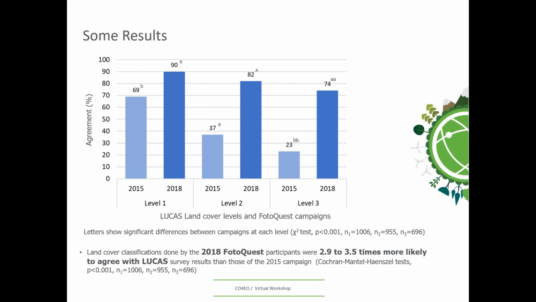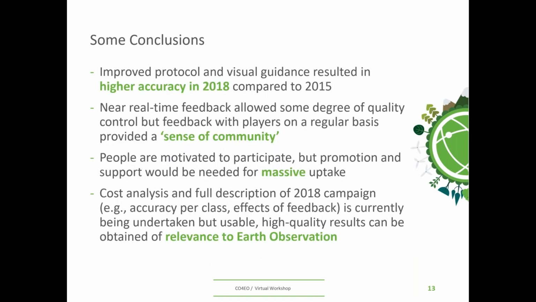And then using some statistics, we were able to show that the 2018 PhotoQuest participants were 2.9 to 3.5 times more likely to agree with Lucas compared to the 2015. So using the technology and also the feedback, we were able to improve the results. Okay, so some basic conclusions from that. Basically, improving the protocol and this visual guidance has resulted in higher accuracy in 2018 compared to 2015.